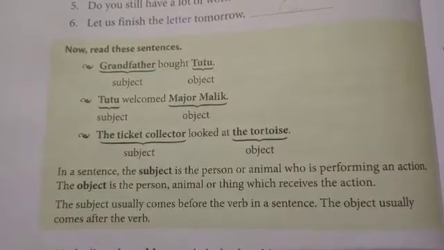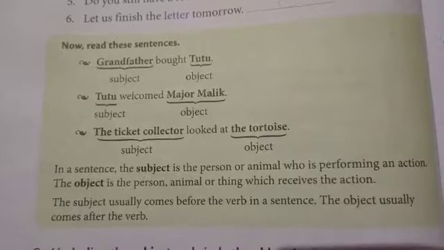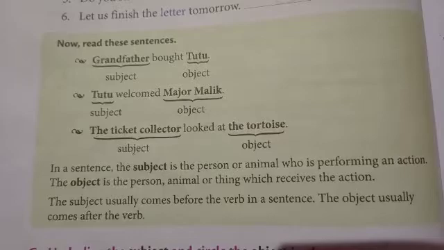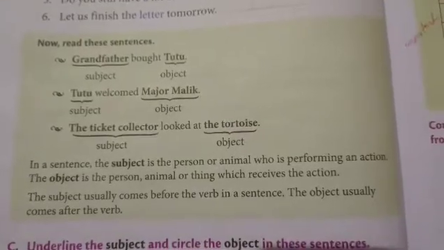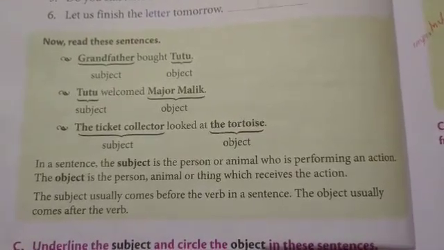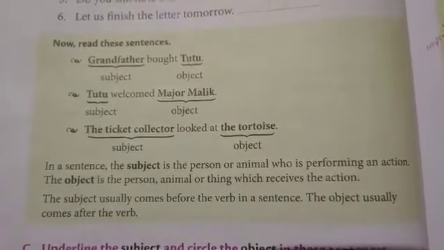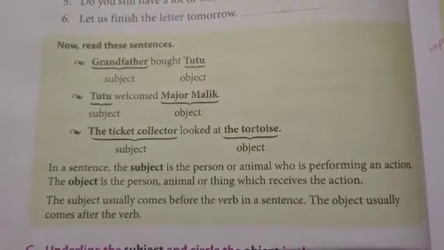Grandfather bought Tutu. Here who is doing the action? Grandfather is doing the action. So who is the subject? Grandfather is the subject. And who is the object there? The object is Tutu. Why? Tutu is receiving the action.